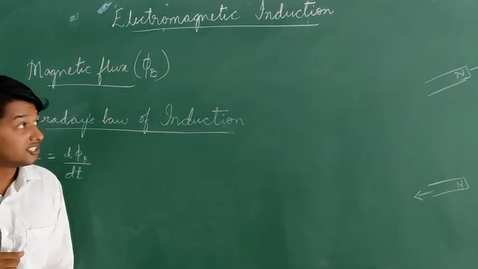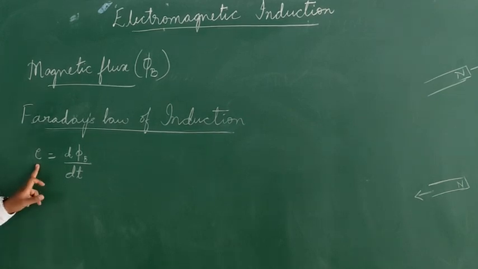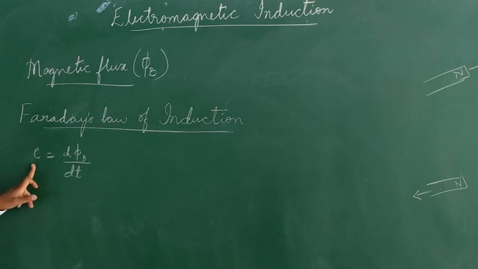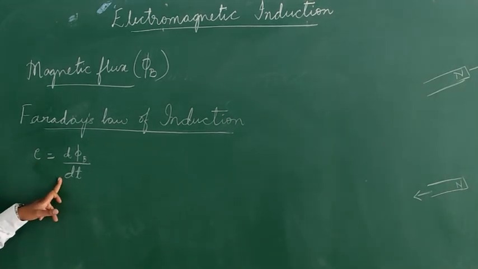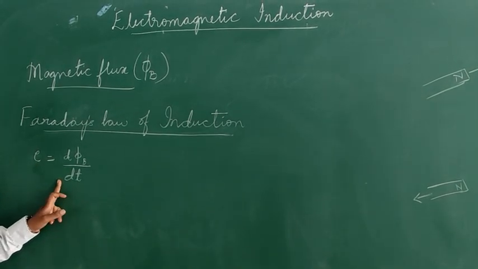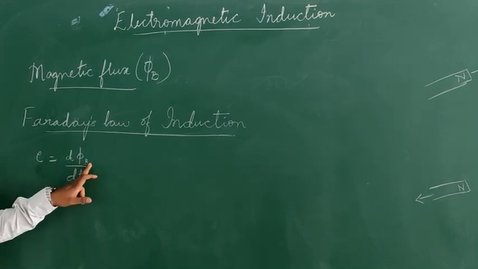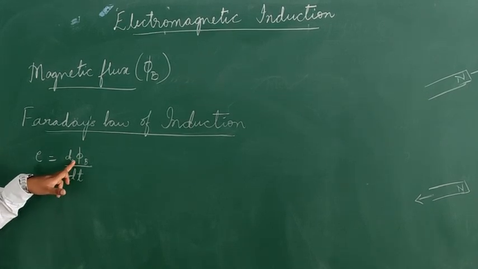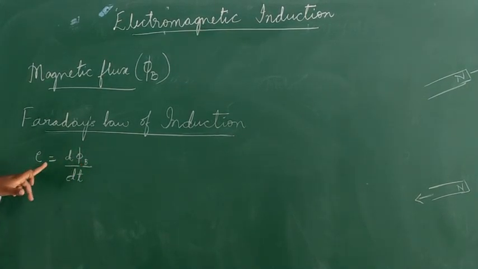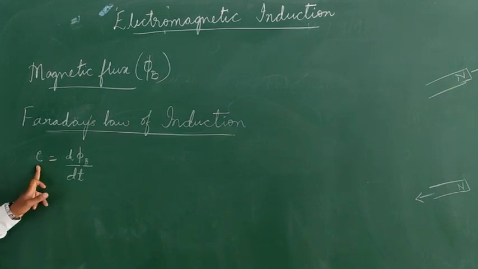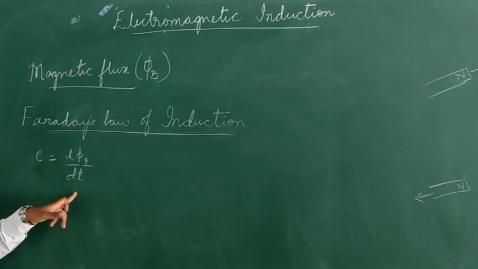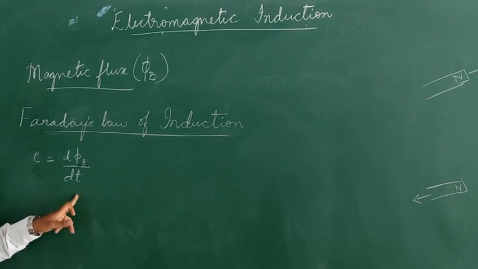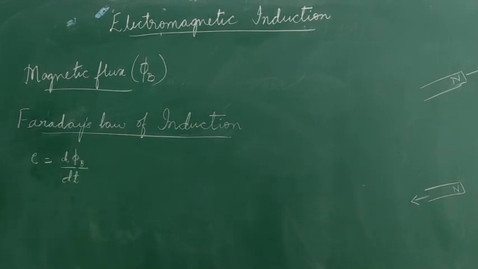I'll repeat again. The magnitude of the induced EMF is E. This E is the induced EMF. So E is equal to the time rate of change of magnetic flux. The rate of change of magnetic flux is equal to d phi b by dt, where phi b is the magnetic flux. So the magnitude of the induced EMF is equal to the time rate of change of magnetic flux that is present in the circuit or coil. So this is Faraday's law of induction.